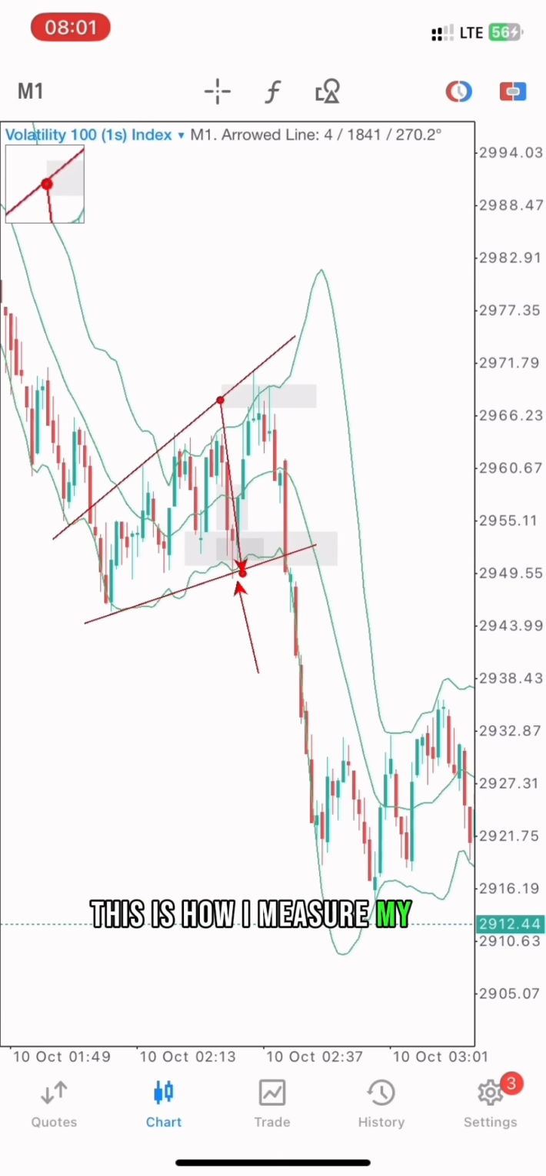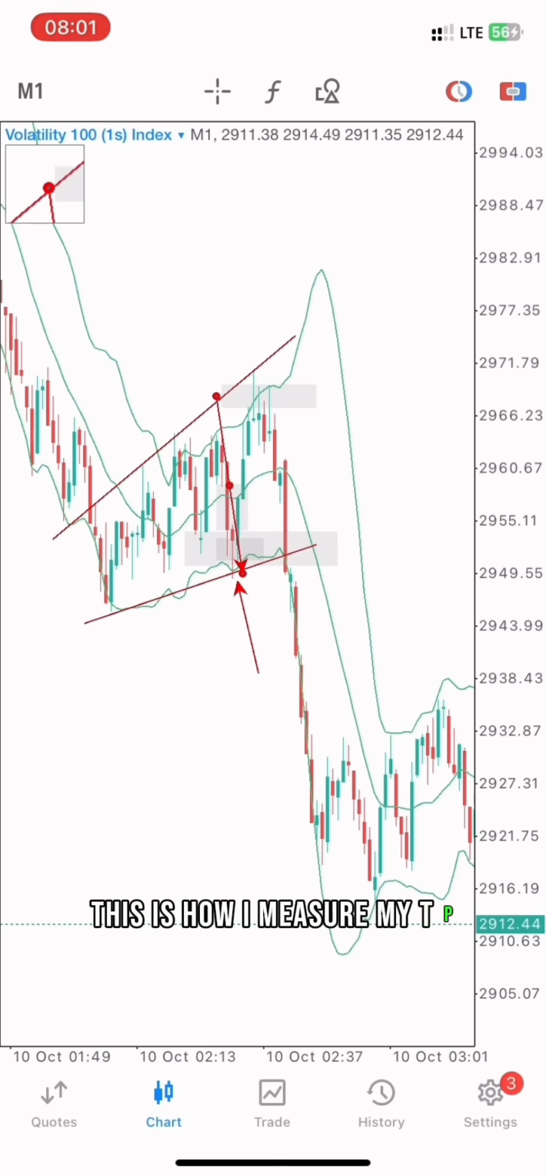This is how I measure my TP. That's the first TP, the safest for traders who are afraid of taking risk. That's the TP which is recommended for you. Again, I'm trading the 1 minute time frame. I can leave it up to go to that time frame.